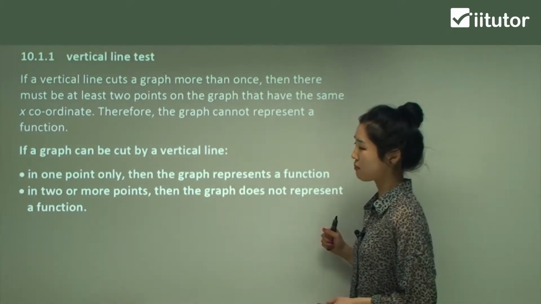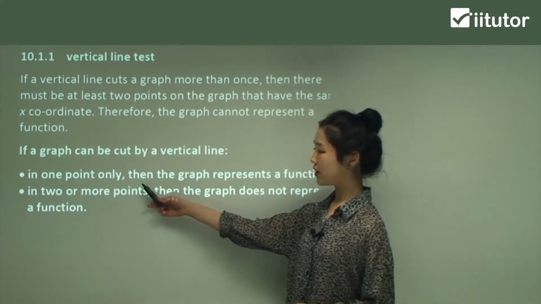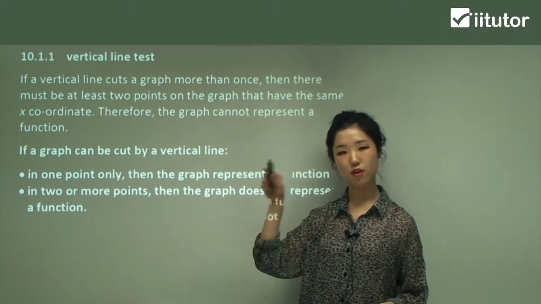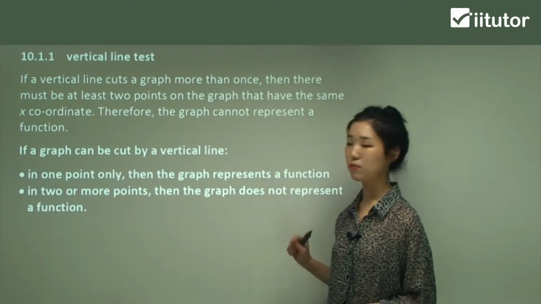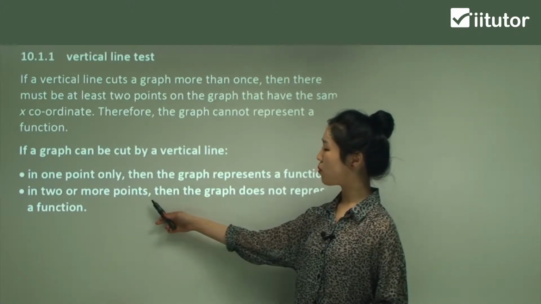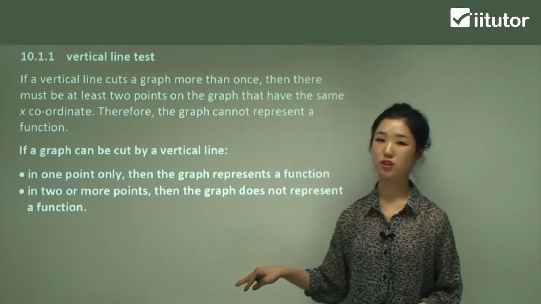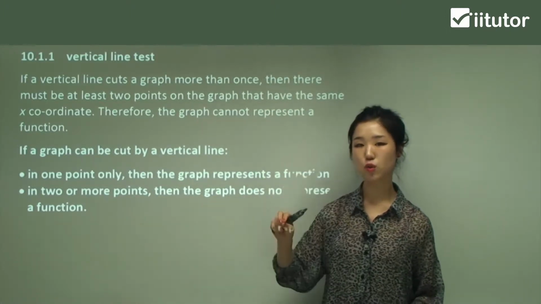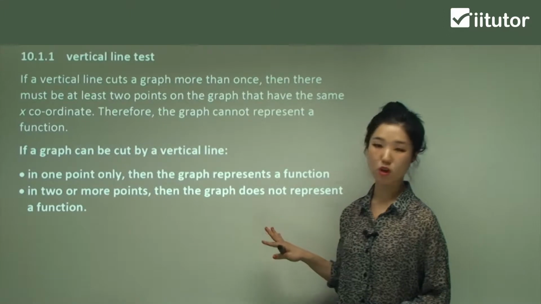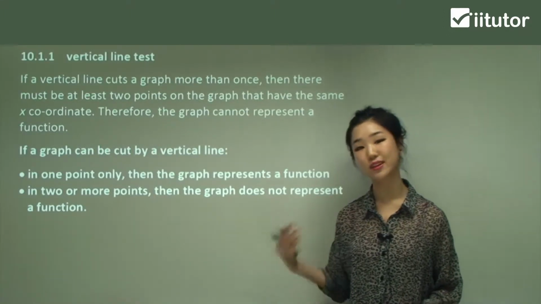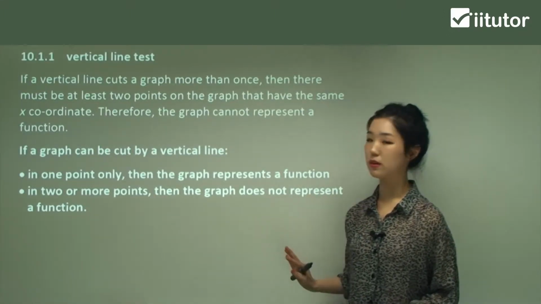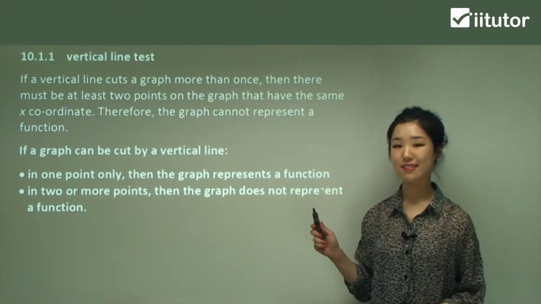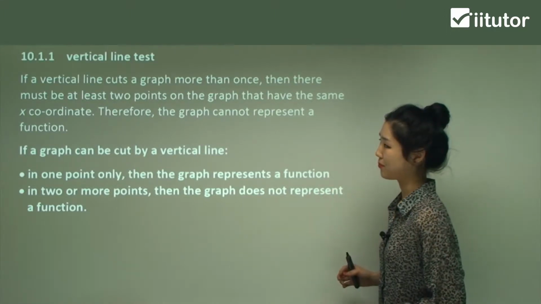Now, if a graph can be cut by a vertical line in one point only, then the graph represents a function. Okay, so if you cut it with a vertical line and it's only one point of intersection, then it will be a function. And in 2 or more points, then the graph does not represent a function. In that case, we call it a relation. Okay, but don't worry too much about relations for now, only worry about functions. So this is the vertical line test. Let's try some questions related to this one.